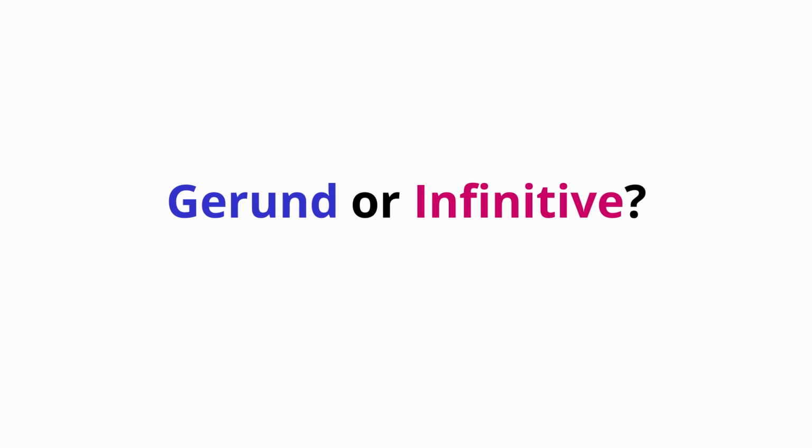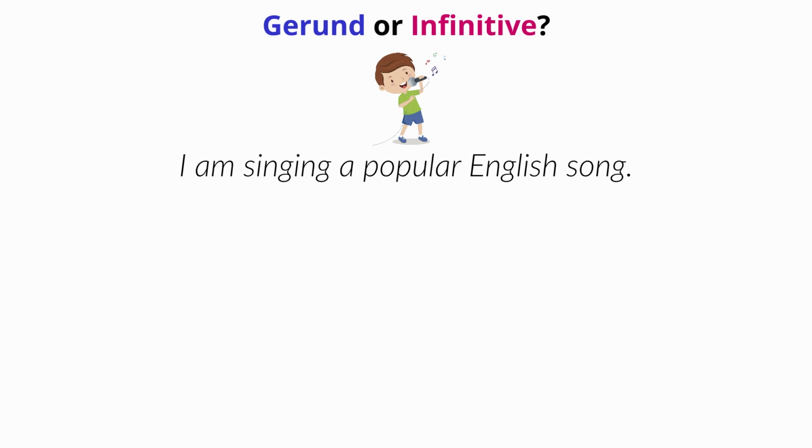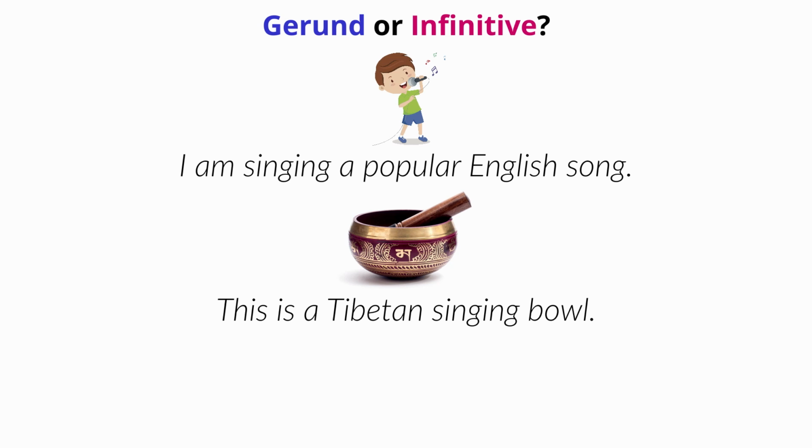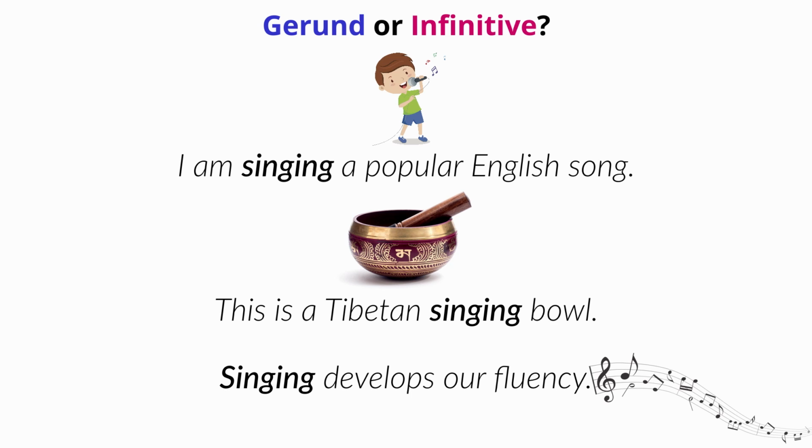Gerund or infinitive. 3 simple rules for usage. Have a look at the sentences. I am singing a popular English song. This is a Tibetan singing bowl. Singing develops our fluency. These sentences have something in common, haven't they? Of course, this is the word singing. However, this form of the verb has different functions in these sentence structures.